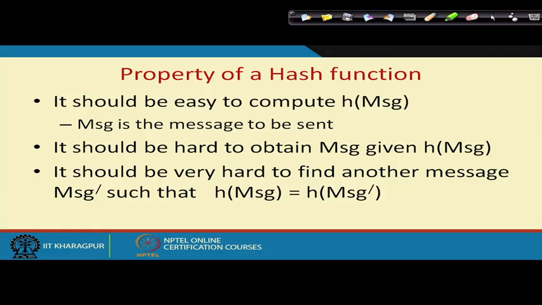Now, as I have told you, what should be the properties of the hash function? It should be easy to compute, it should be hard to obtain the message back given the hash value, and it should be very hard to find another message so that both messages produce the same hash value. It should be very difficult.